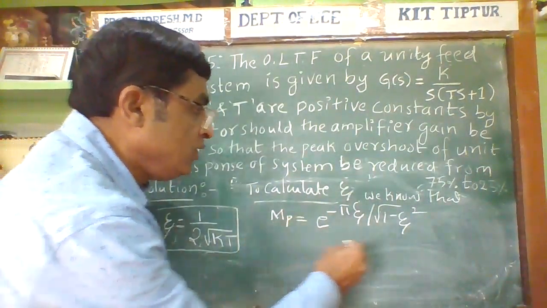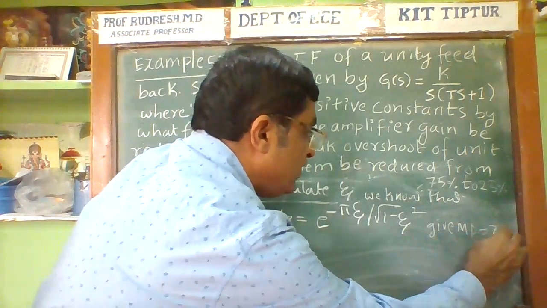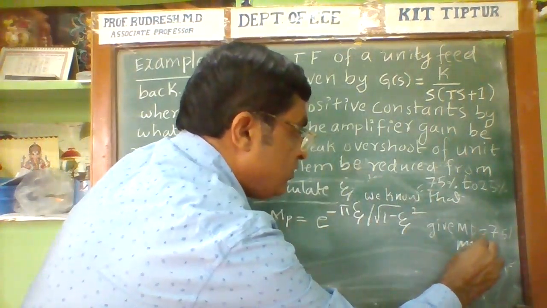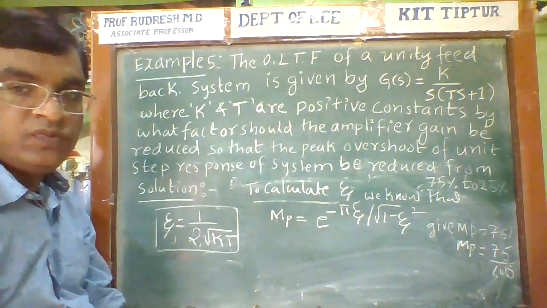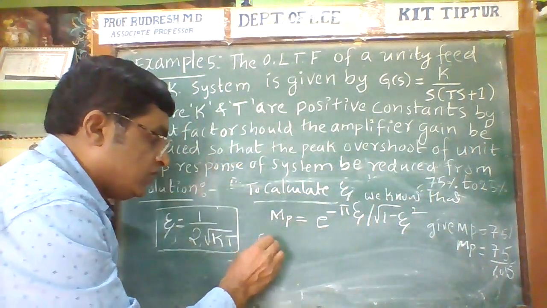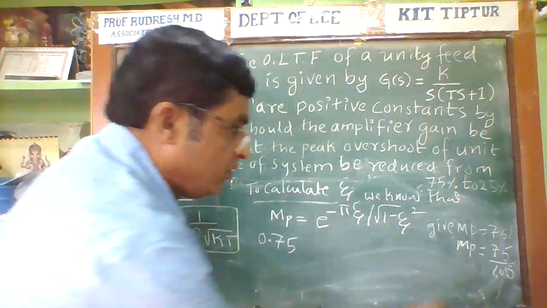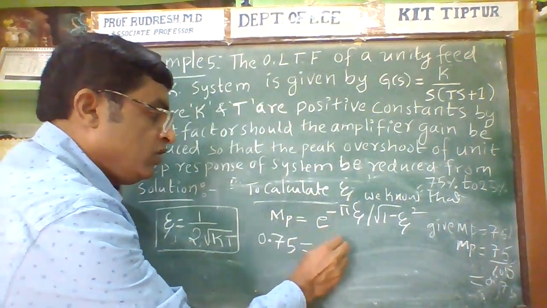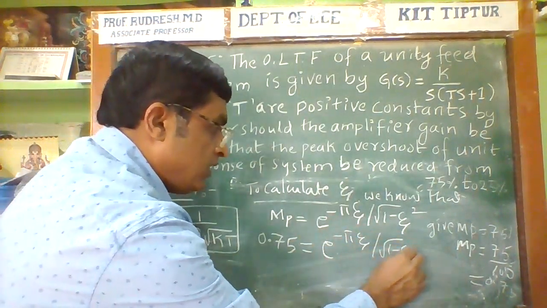Therefore, what is the MP value? Given MP is equal to 75%. Convert 75% into 75 divided by 100. Therefore, this is equal to 0.075. Now this is equal to e power minus pi zeta divided by square root of 1 minus zeta square.